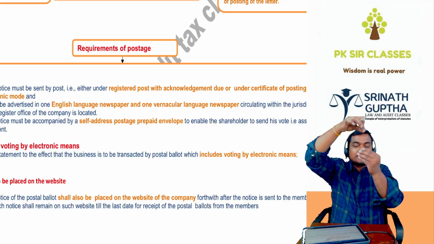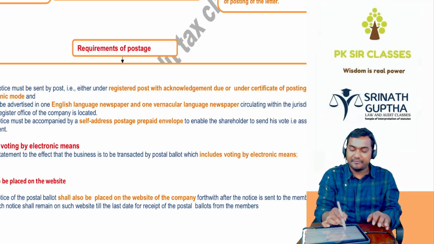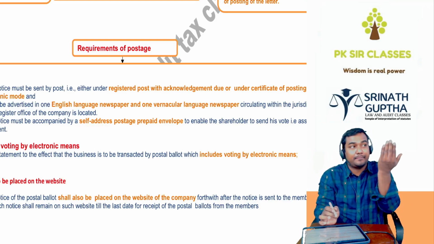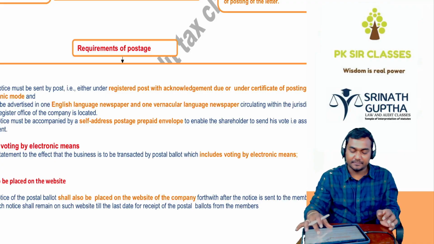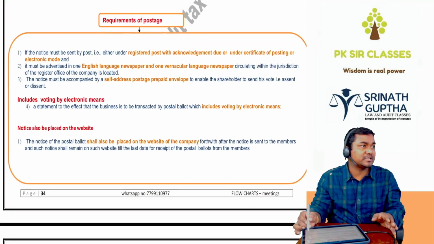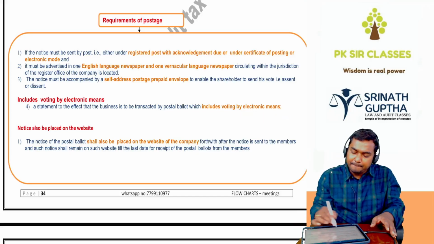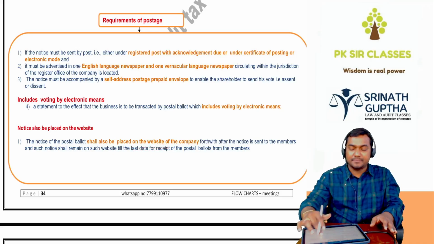The company has to keep a self-addressed second letter, letter number 2. Self-address means the company will write the company address. They will keep the second letter with the first letter. And remember, it also includes electronic voting. Once upon a time, before COVID especially, they sent letters, but nowadays only emails. The company has to keep the same notice on the website of the company also.